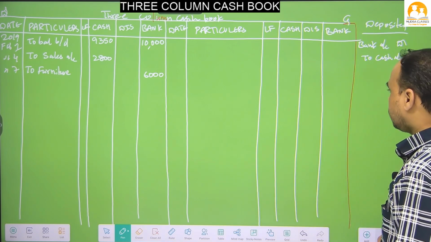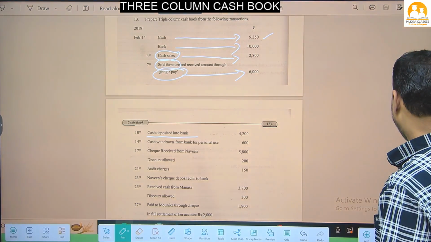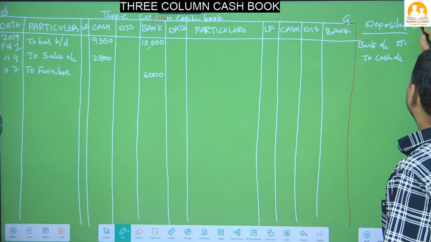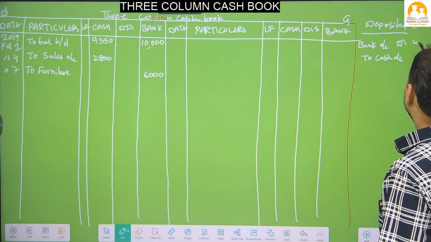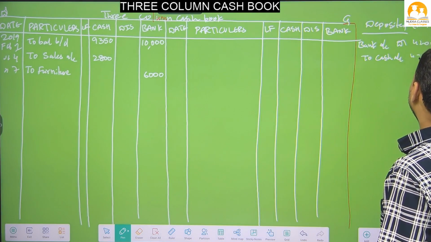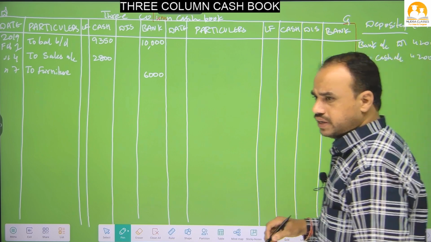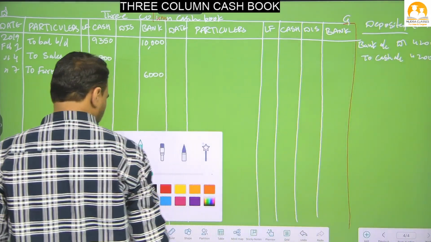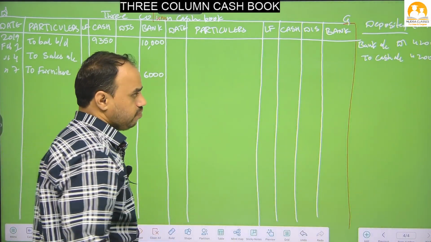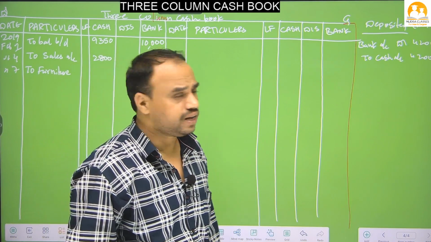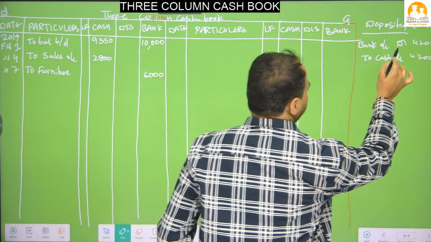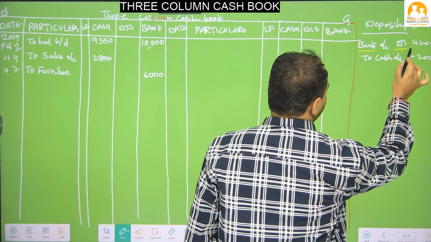Okay, how much cash we deposited? 4,200, date 10th, 4,200. Now important is how to post this journal entry. Listen carefully. How to post this journal entry in the 3-column cash book? Write on debit side bank column 4,200.